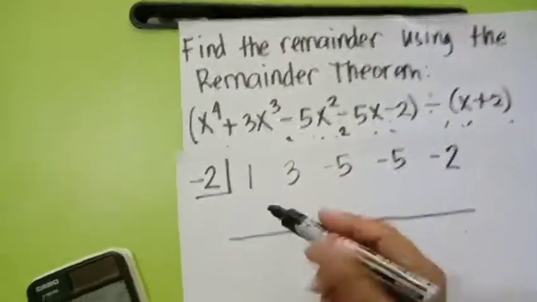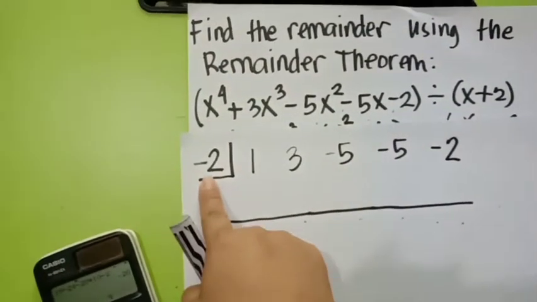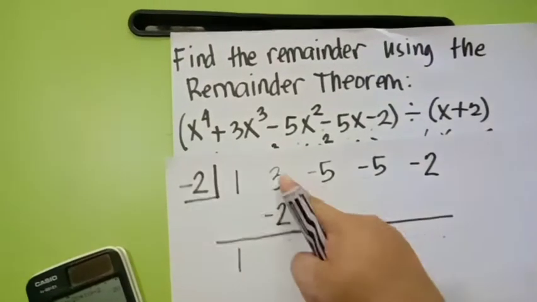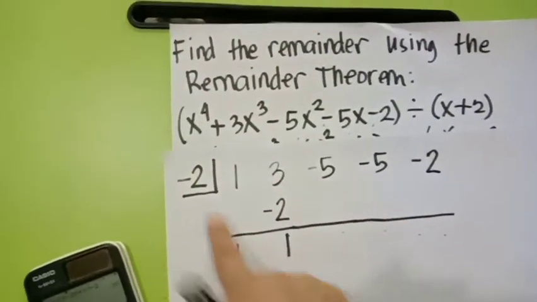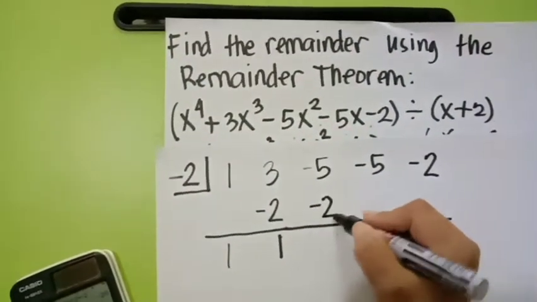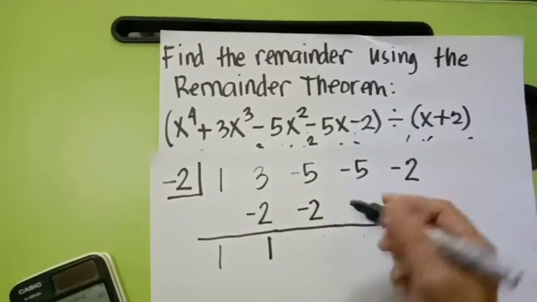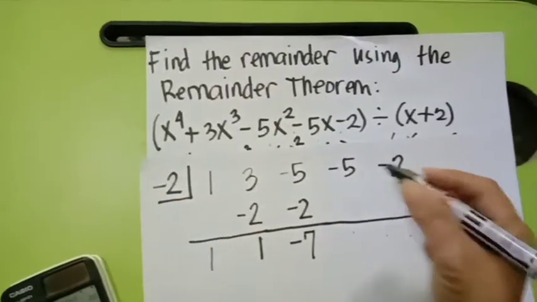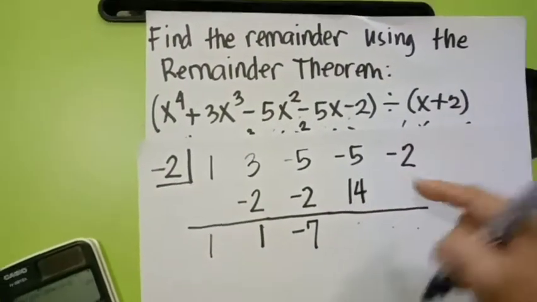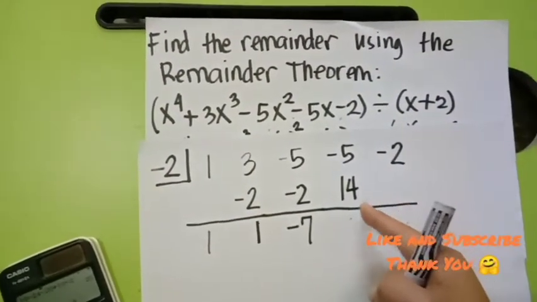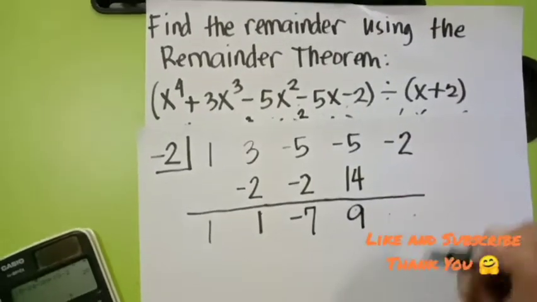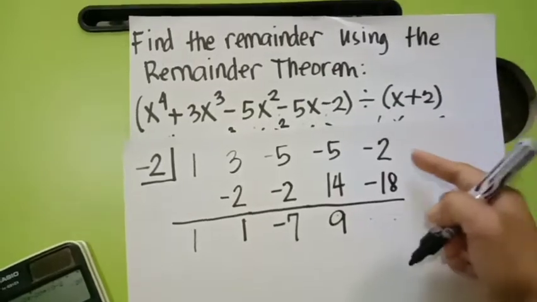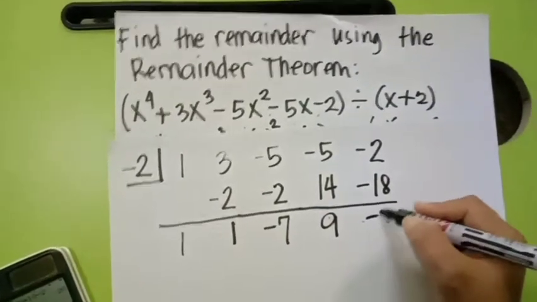So, bring down 1. 1 times negative 2 is negative 2. You write it under 3. 3 minus 2 is 1. 1 times negative 2 is negative 2. Negative 5 plus negative 2 is negative 7. Negative 7 times negative 2 is positive 14. Negative 5 plus 14 is positive 9. Positive 9 times negative 2 is negative 18. Negative 2 plus negative 18 is negative 20.